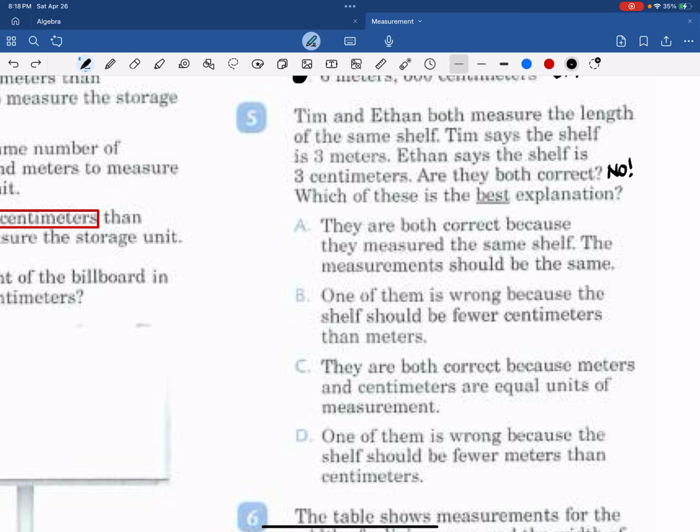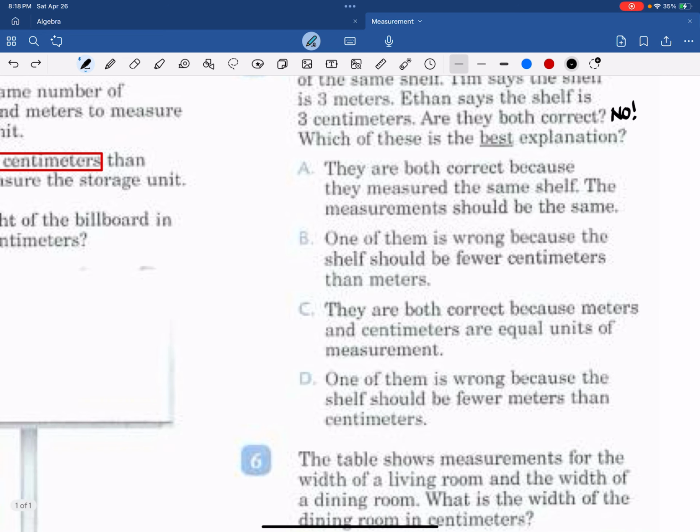Which of these is the best explanation? They are both correct because they measured the same shelf. The measurements should be the same. They should be the same, but they're not the same. There's no way they can both be correct. One of them is wrong because the shelf would be fewer centimeters than meters, and that is not true. It would be more centimeters than meters. So I agree that one of them's wrong, but not for that reason. They are both correct? No, they're not. Meters and centimeters are not equal units of measurement.